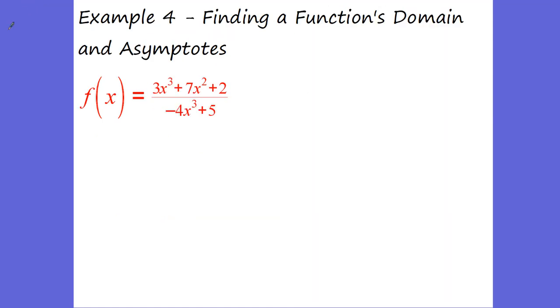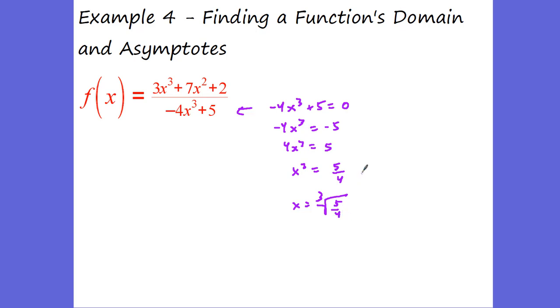So let's do one last example maybe. We're going to find the function's domain and its asymptotes. Okay, so first, we want to take a look at the denominator. We're going to set this denominator equal to 0, so negative 4x cubed plus 5 equals 0. So negative 4x cubed equals negative 5. The negatives cancel out, so we have 4x cubed is equal to 5. We have x cubed is equal to 5 fourths, which means x is equal to the cube root of 5 fourths.